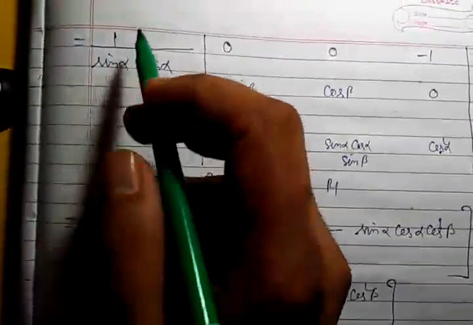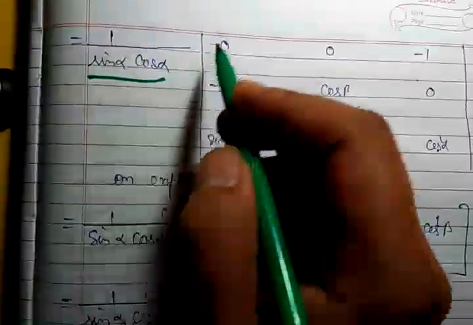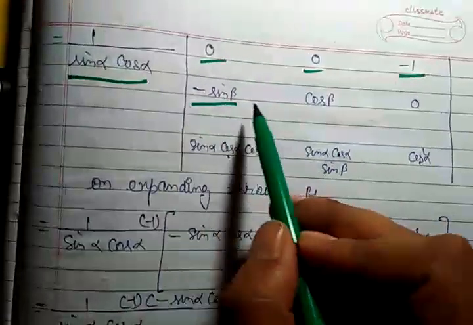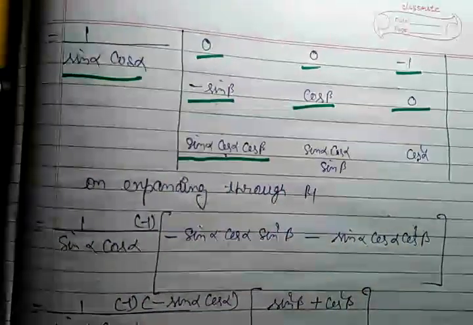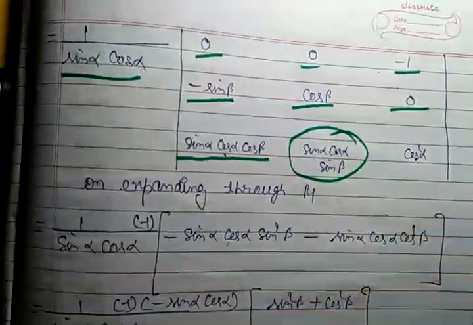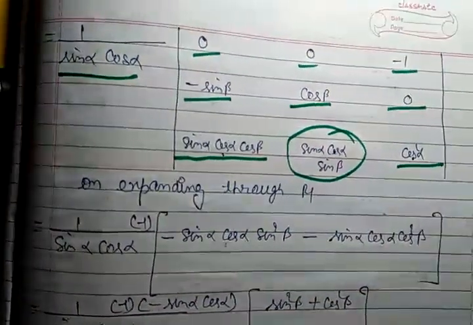So our question will be, how much, my students? It will be 1 upon sin alpha and cos alpha, and here it is 0, 0 and minus 1, and minus sin beta and cos beta and 0, and sin alpha cos beta, and here you will get sin alpha sin beta and cos square alpha.